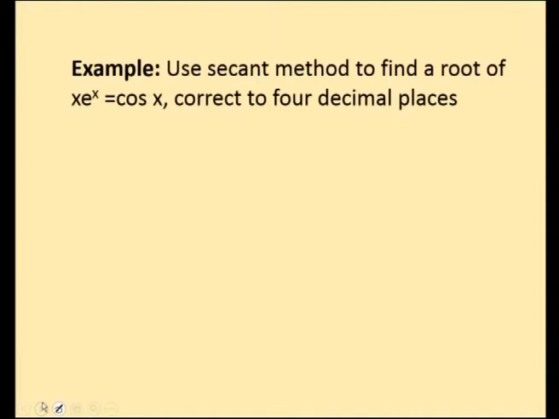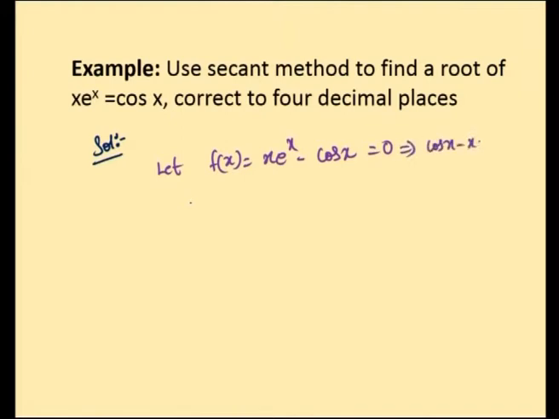We will do this example to understand the secant method further. Use the secant method to find a root of x e power x equals cos x corrected to 4 decimal places. The solution goes as: let f of x equal x e power x minus cos x equals 0. x e power x equals cos x can also be written as cos x minus x e power x equals 0. Actually, take f of x equals cos x minus x e power x.